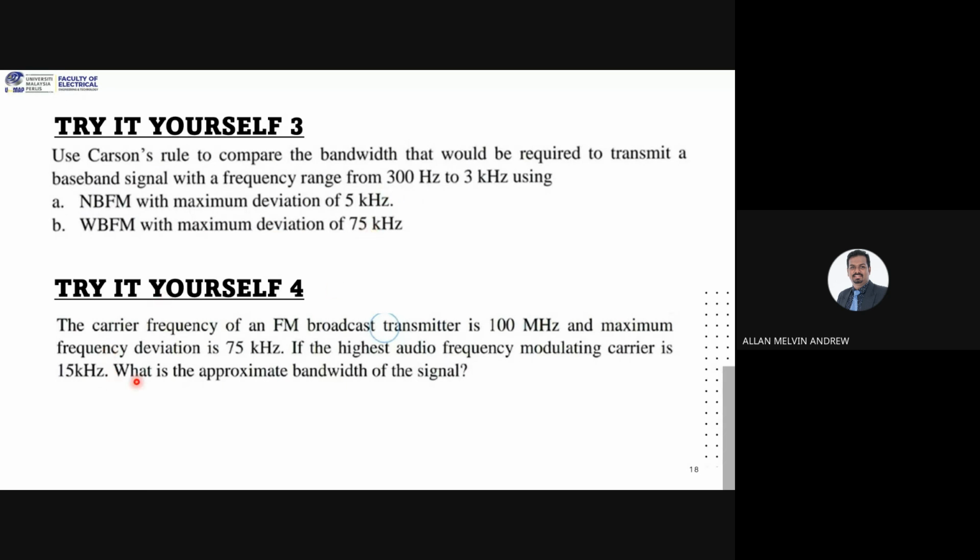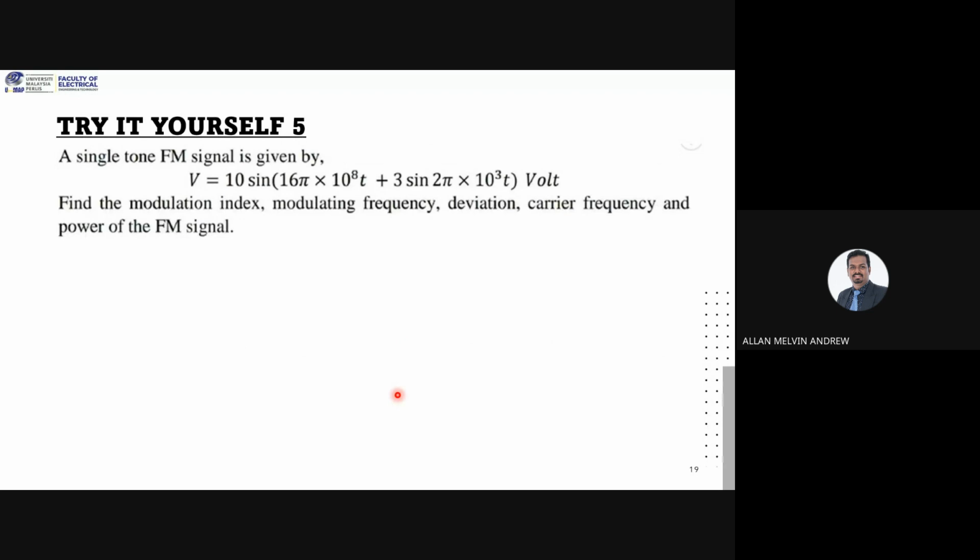Okay, and the fourth question: the carrier frequency of an FM broadcast transmitter is 100 megahertz and the maximum frequency deviation is 75 kilohertz. The audio modulating frequency is 15 kilohertz. What is the approximate bandwidth? So mostly the questions, they give one value and ask to find another. In the other questions, they give other values and ask to find the other parameters. So I think it's doable, and I hope you can try.